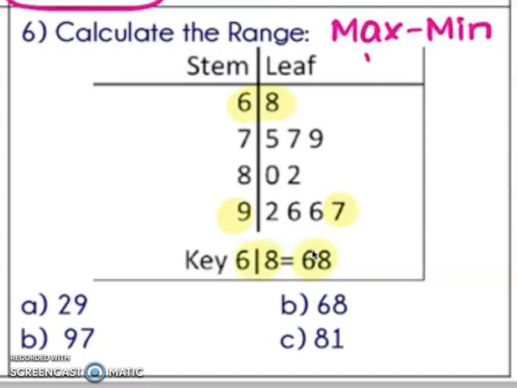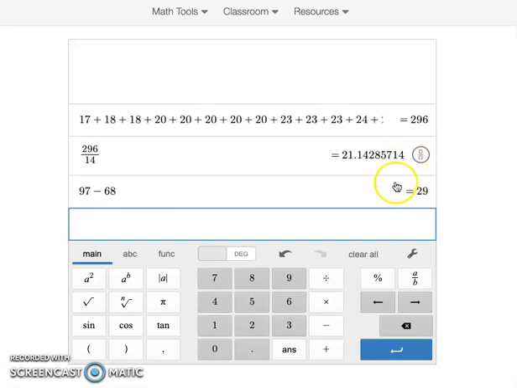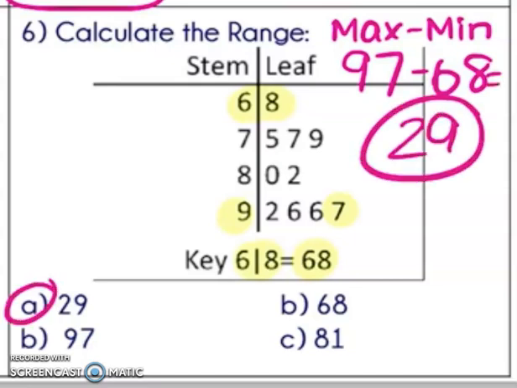So all I have to do is 97 minus 68. And again, we can just put that in our calculator and make sure our answer is correct. So my maximum of 97 minus my minimum of 68 gives me a range of 29. So I'm going to show that on my work paper that I got a range of 29. So my answer should have been A.